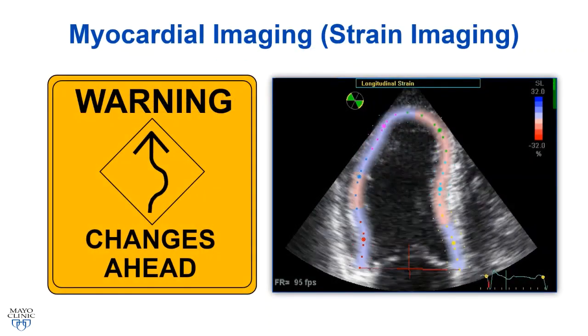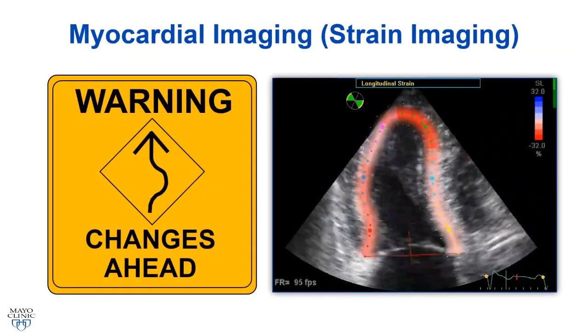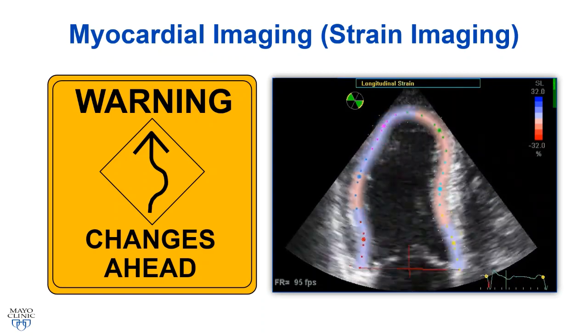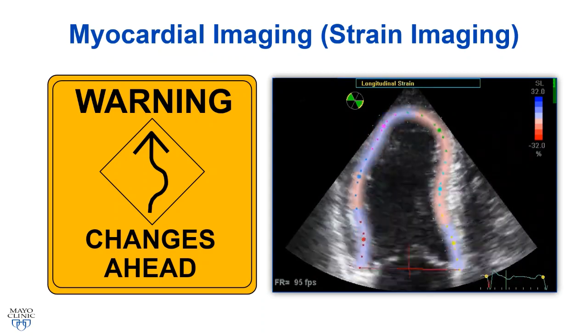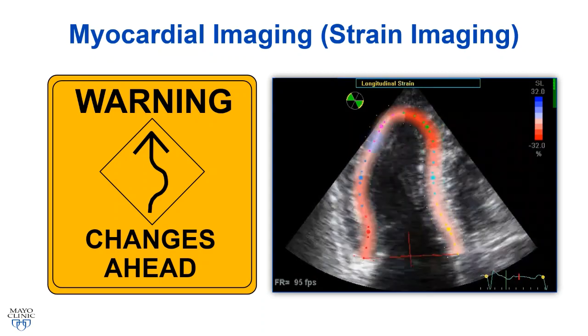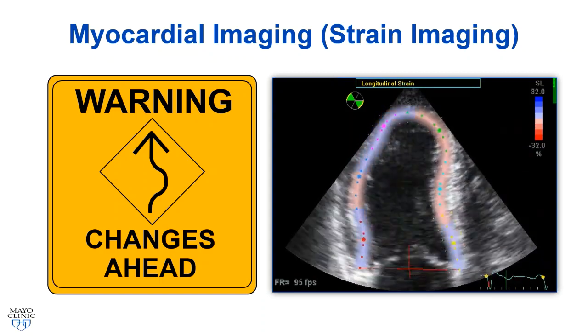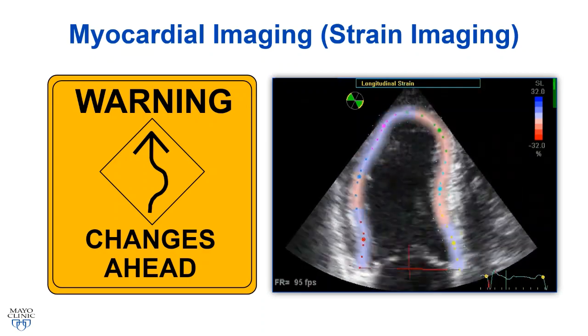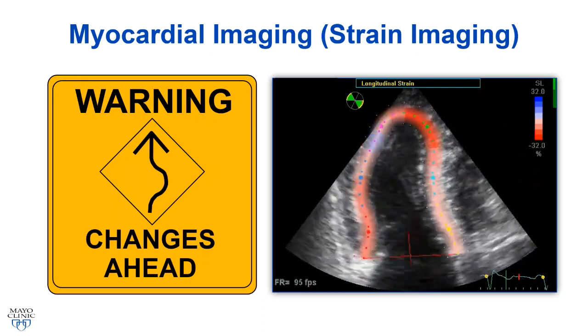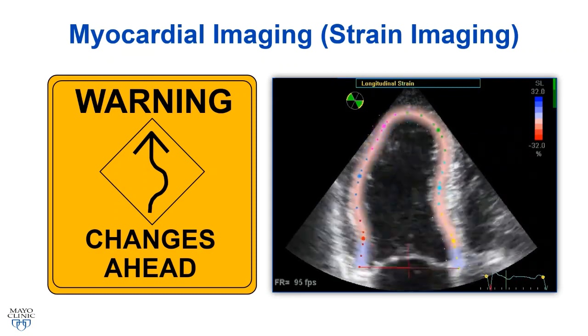Now, there has long been a great interest to identify markers of an early change in myocardial function that may predict the development of a subsequent decline in left ventricular ejection fraction or the progression to the clinical syndrome of heart failure. And myocardial imaging, strain imaging, may be that warning that there are changes ahead.